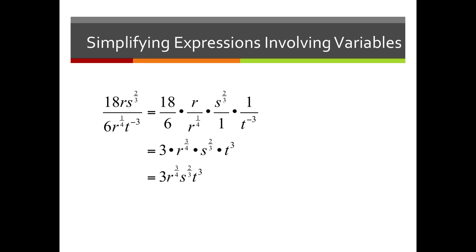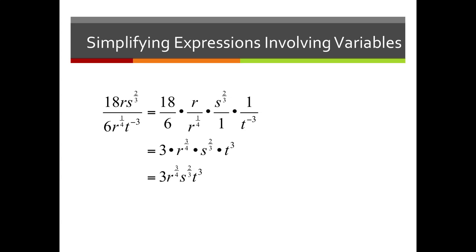And then we're just going to evaluate each piece separately. So 18 over 6 is 3. I take r to the 1st power over r to the 1/4. That means taking 1 minus 1/4 and getting r to the 3/4 power. The s is in the numerator. It already has a positive exponent, and there's no other s to combine it with, so I'm really not going to do anything with that. It's just going to stay s to the 2/3 power.